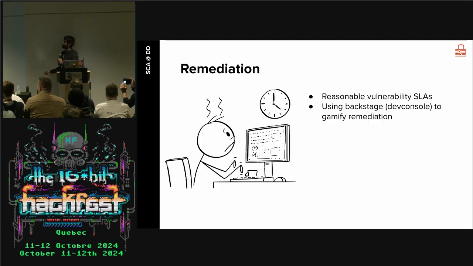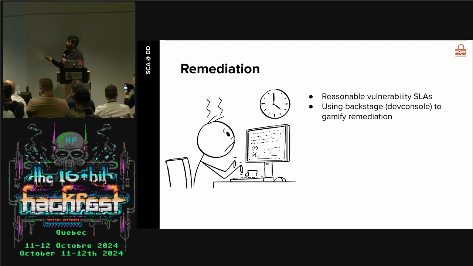Now that you've identified the issues, you probably send it to engineering to remediate, right? It's very easy to overwhelm engineering with these findings. So we have two things that we do at DoorDash that I want to talk about. The first thing is setting reasonable vulnerability SLAs. It's not easy to fix things overnight. I think we had other talks about empathizing with engineering. So I suggest that you work with engineering to actually remediate issues and set reasonable vulnerability SLAs and severities.